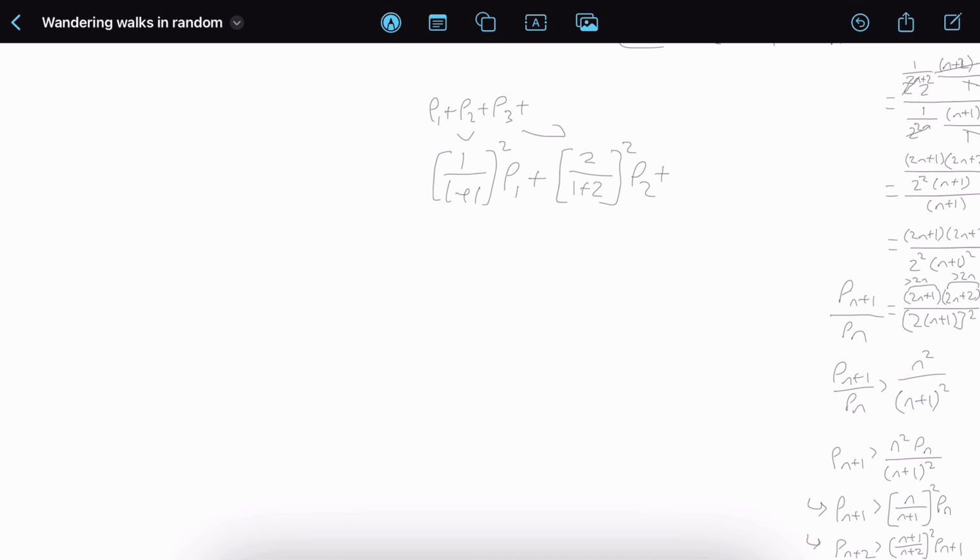And also, if we substitute 3 into n in this equation, what we will get is 3 over 1 plus 3, whole square, times p sub 3. This is p sub 4 being greater than this. Then we just add back p sub 1 in front.